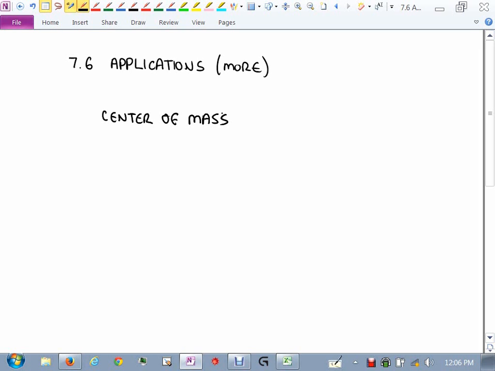So if I have a two-dimensional sheet, we call this a lamina. This is a lamina. And we're going to be looking at what's called the center of mass of this lamina. But we have to make one assumption before we can continue, and that's we're going to regard this lamina as being homogeneous, which means that we're assuming that the density at every point is the same.